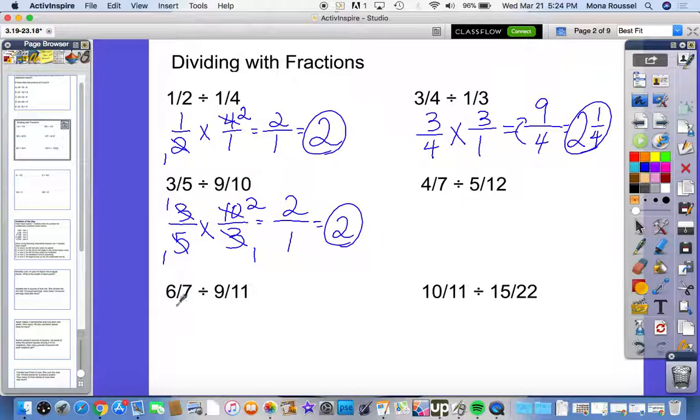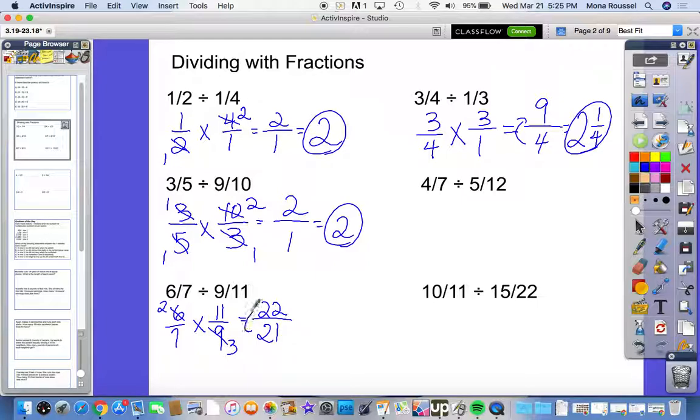If we go to the one underneath this, 6/7, we keep, we change, we flip. And when we're looking here, we notice that nothing can go into 6 and 7, but 6 and 9 can both be divided by 3. 3 goes into 6 2 times, 3 goes into 9 3 times. Nothing can cancel with the 11, so we multiply. 2 times 11 is 22. 7 times 3 is 21.